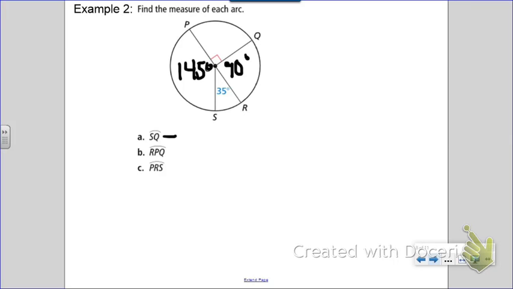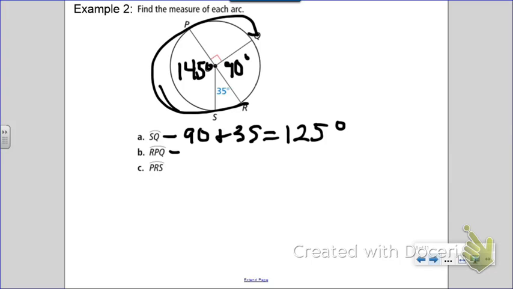Arc SQ is going to be 90 plus 35, which is 125 degrees. Arc RPQ, R to P to Q, is most of the circle except the 90 degrees, so 360 minus the 90, so 270 degrees.